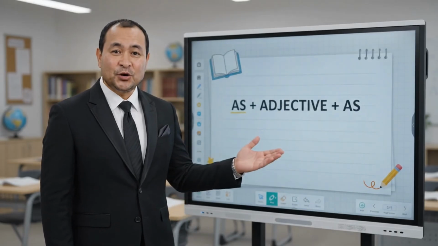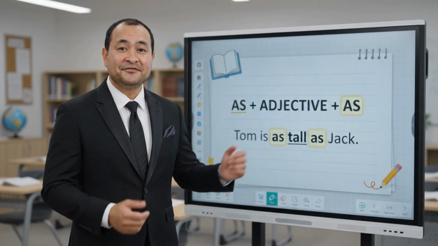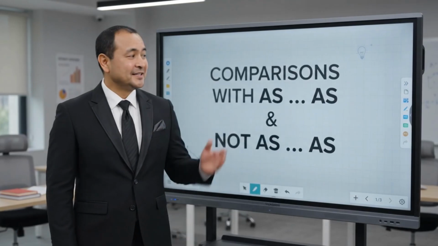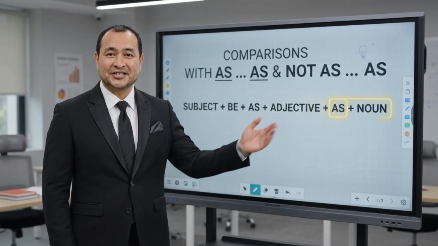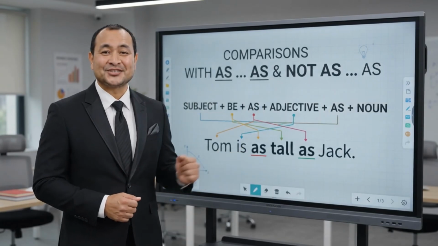When two things are equal, we use as plus adjective plus as. Here is the basic structure. Subject, verb, as, adjective, as, and the second person or thing. Tom is as tall as Jack.